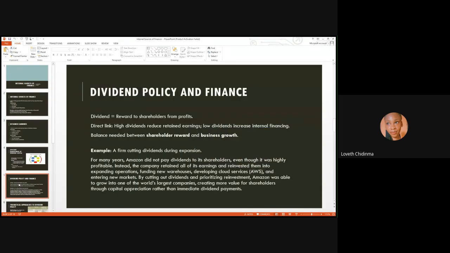Then the dividend policy and finance. Dividend is the reward to shareholders from profits. High dividends reduce retained earnings, but low dividends increase internal financing.